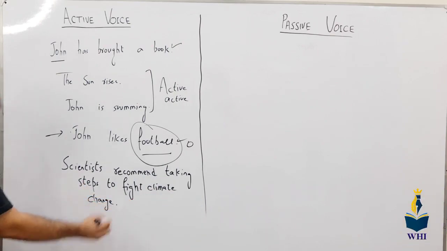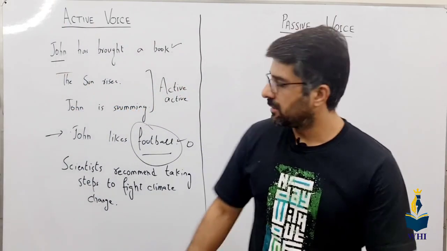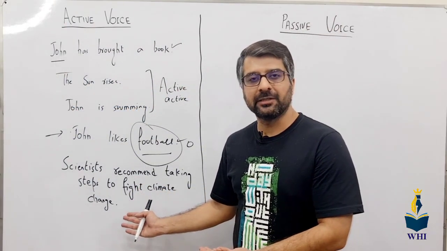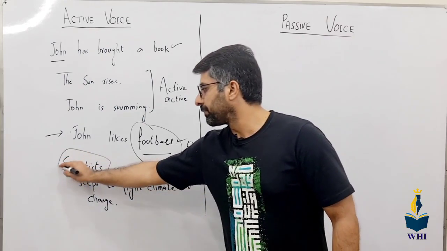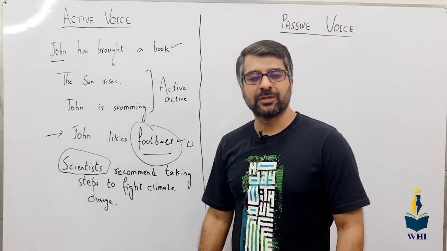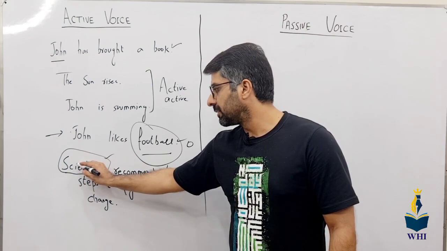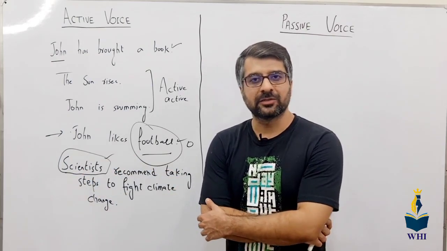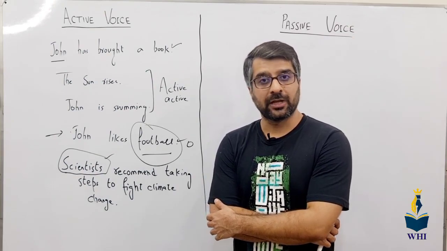In this sentence, I want to show the authority of scientists because this is being said by scientists. So when we have to show authority, we have to use active voice construction. In this sentence, I have placed scientists right at the start of the sentence just to emphasize their point of view and to show their authority.